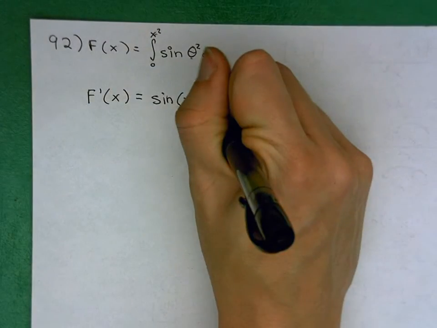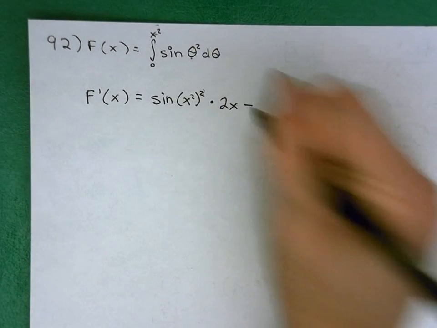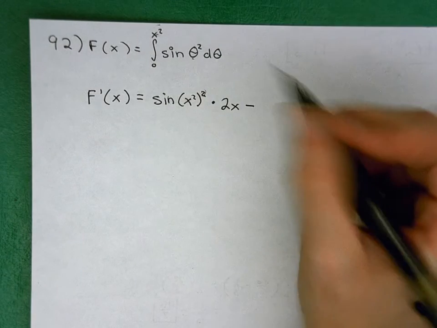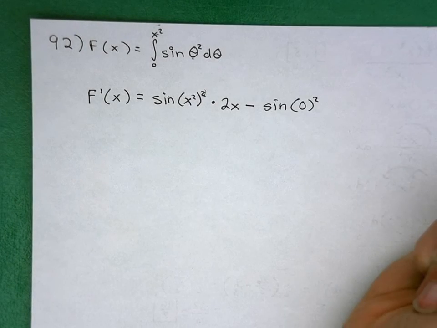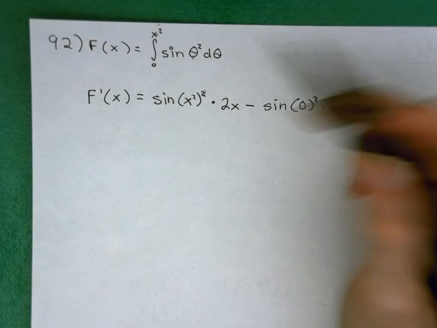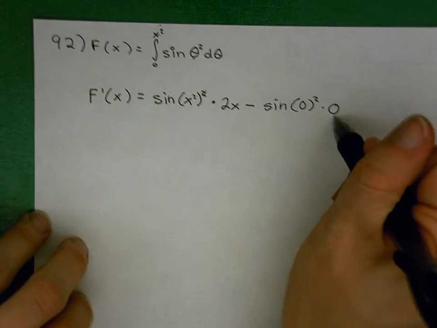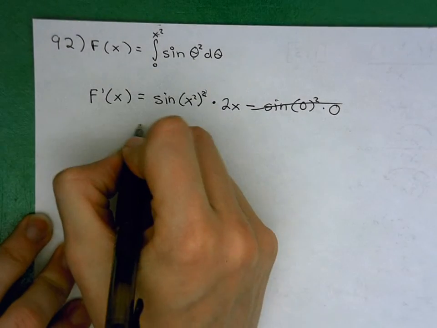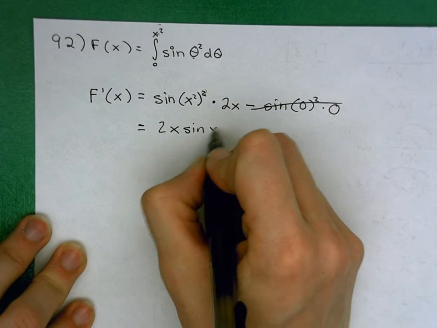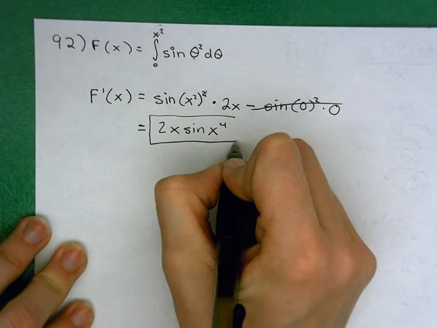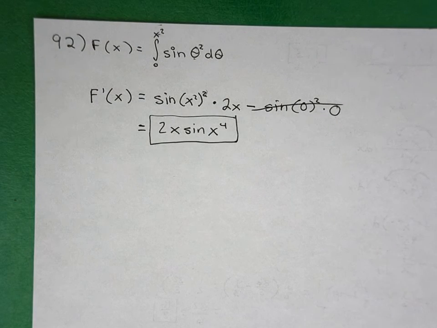Okay, times the derivative of my upper. Derivative of x squared is 2x minus, plug in my lower, so sine of 0 squared, times the derivative of my lower, which the derivative of 0 is 0. Anything times 0 is 0, so that goes away, and we're left with 2x sine x squared squared, which is the same as x to the 4th. And there's your answer. Okay, so those were the topics we looked at in 4.4b.